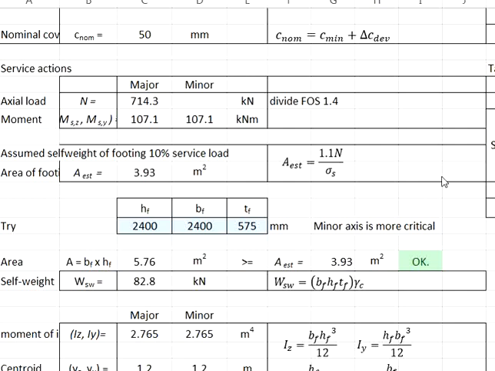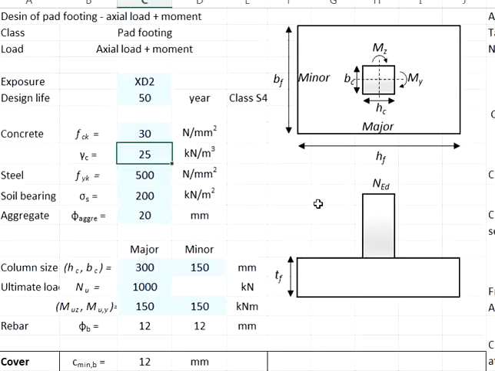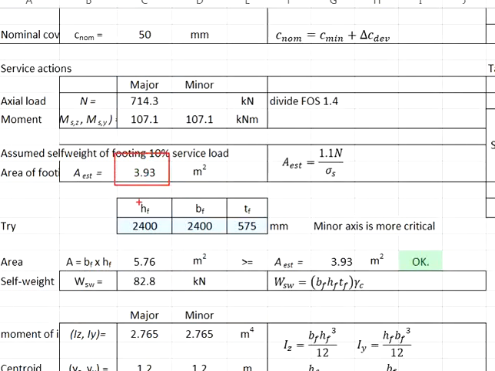We do a quick estimation in terms of the minimum area of contact between the pad footing and the soil. This is calculated on the basis of the axial load plus 10% of its load divided by the soil bearing capacity. The axial load is 714.3 kN plus 10% of the axial load, which is 71.4 kN, divided by the soil bearing capacity, which is equal to 200 kN per meter square. This shall serve as a guide for us to propose the dimensions for the pad footing.